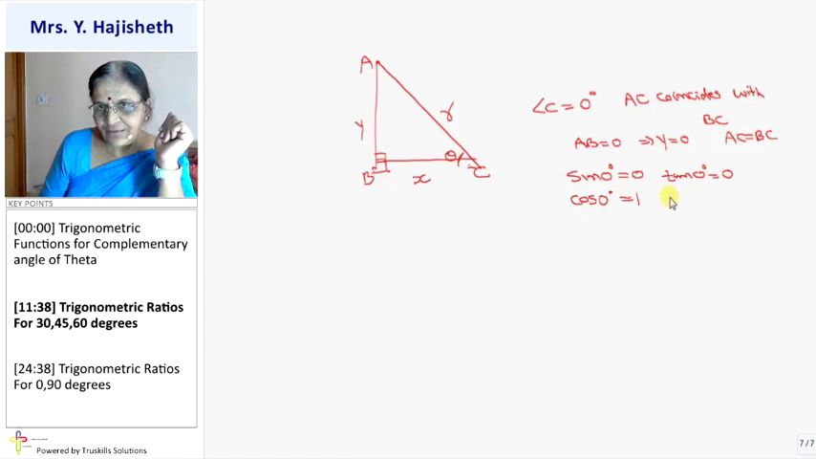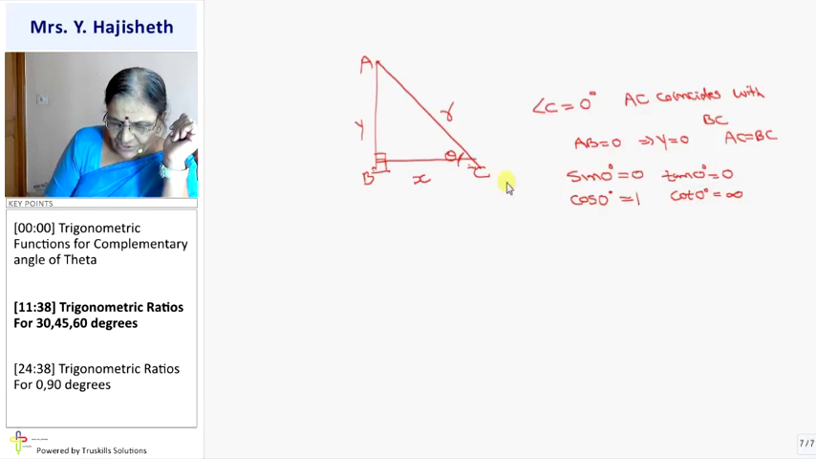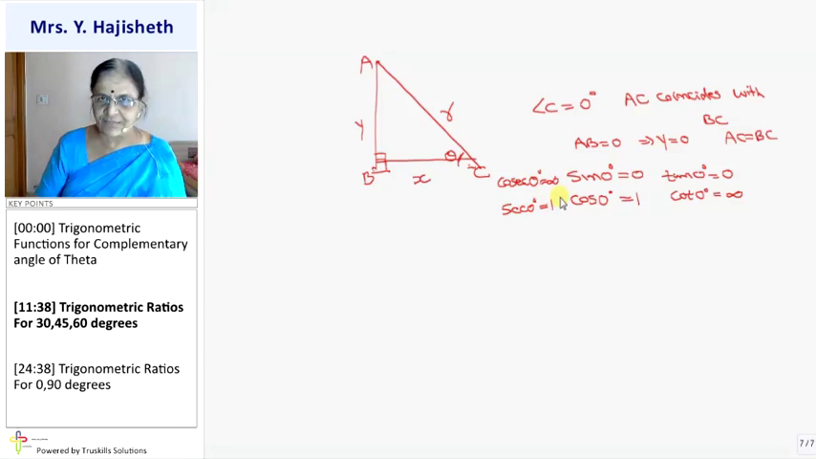So you calculated sin 0, cos 0 and tan 0. Tan 0 is 0, so cot 0 is not defined. Sin 0 is 0, so cosec 0 is not defined. And cos 0 is 1, so my sec 0 is also 1. So we got all 6, right?